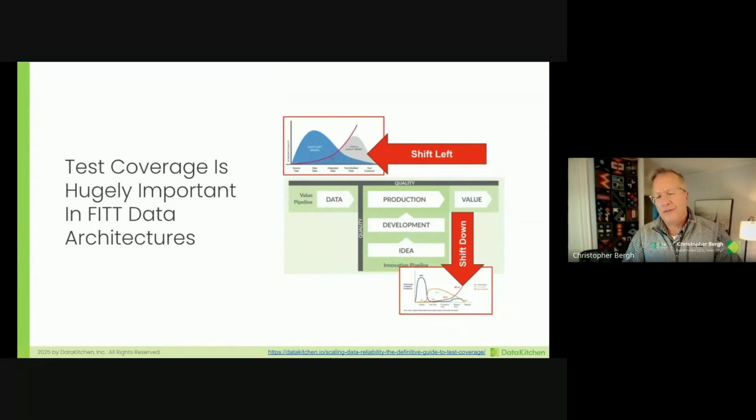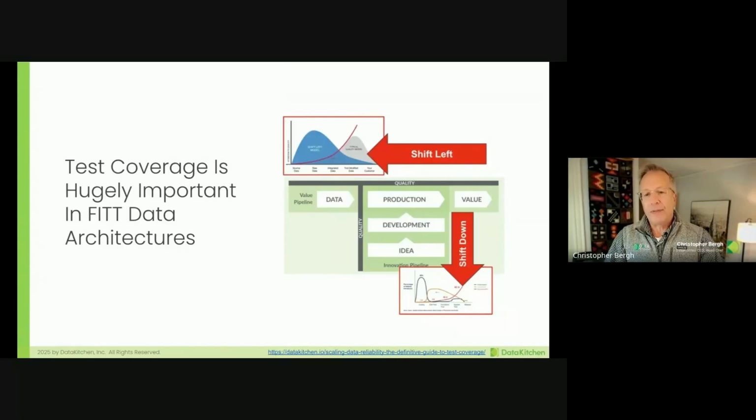And so these terms are sometimes overloaded, but this is the way I think of them.